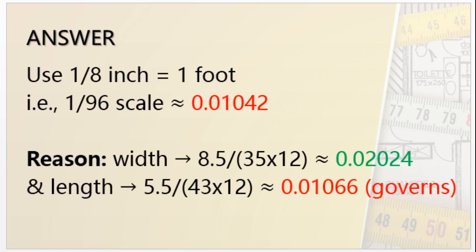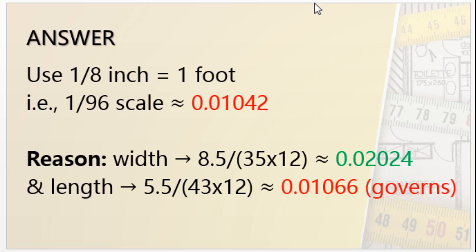So I think by this time you have got the answer. This will be 1/96 scale. To calculate the width, if it is fitted, the available width was 8.5 inch, we'll have to fit 35 feet over there, so it will give 0.02024, and to accommodate the length we need 5.5 divided by 43 multiplied by 12, that will give 0.01066, and this will govern. The very next scale to this will be 0.01042, that is 1/96 scale. So we'll have to use this available scale for our drawing.